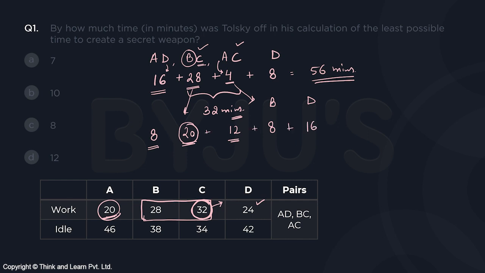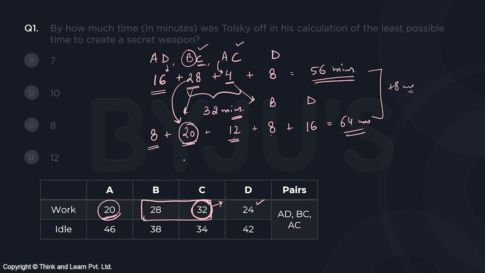That will take the total time taken to 8 plus 20, 28 plus 12, that is 40 plus 8, 48 plus 16, that is equal to 64 minutes. It is going to increase the time. You see that there is an increase of 8 minutes here. Why is there an increase of 8 minutes? Because this has been decreased by 8.